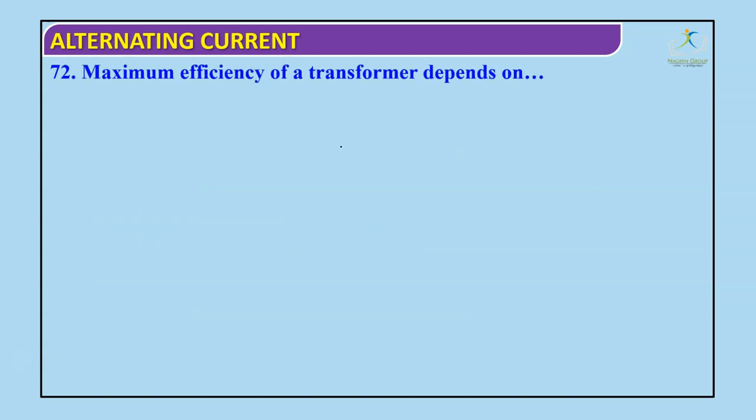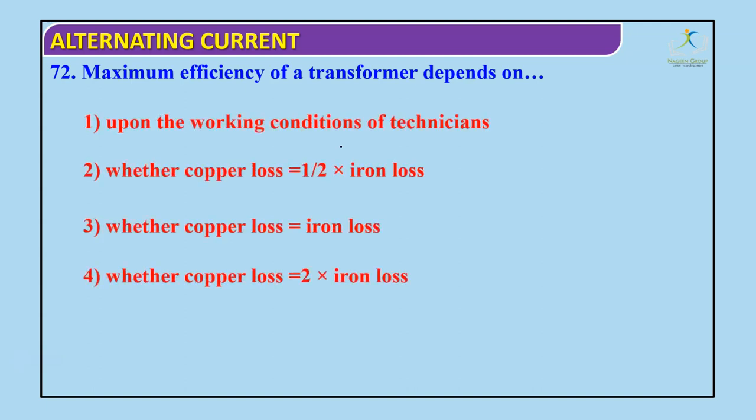Maximum efficiency of a transformer depends on. These are the options. The correct answer for this question is when copper loss is equal to iron loss.